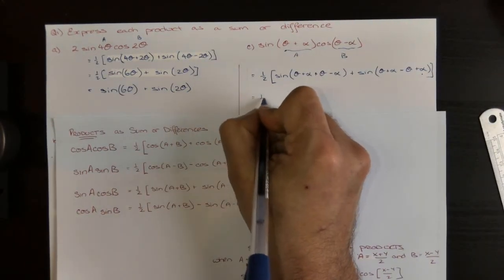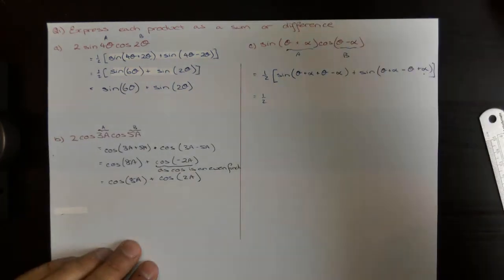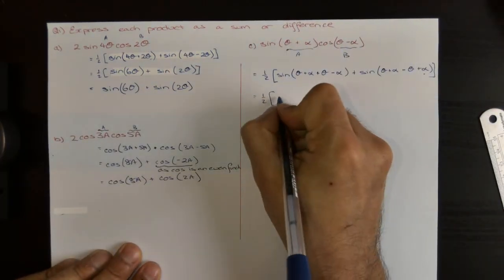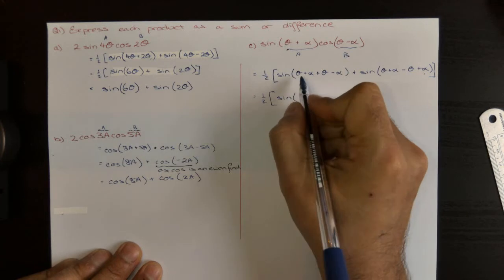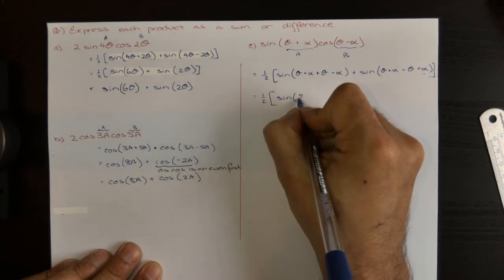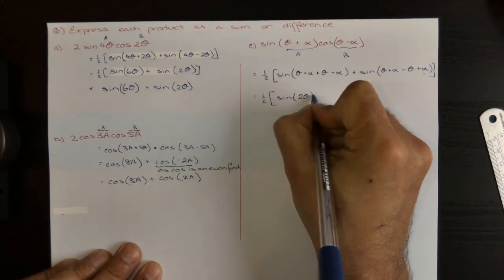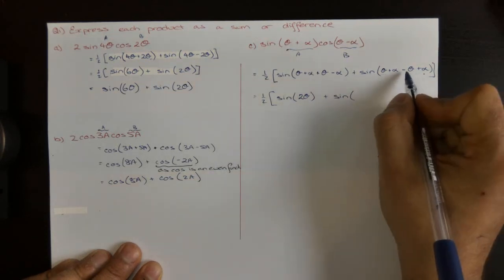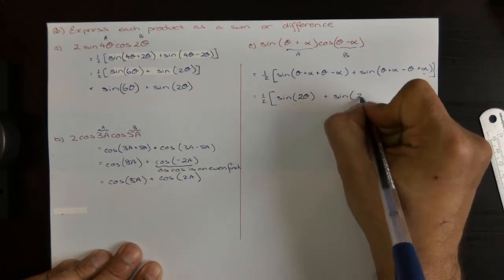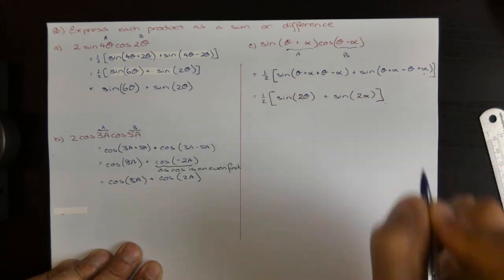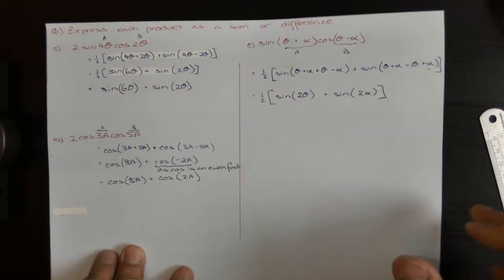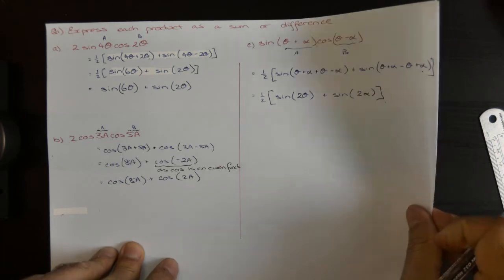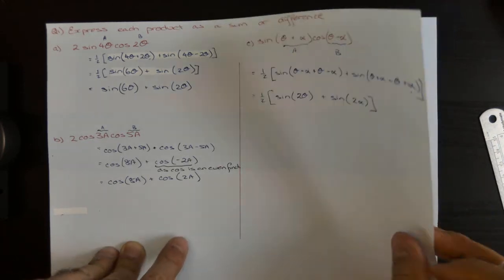Okay, so half. Collect like terms. Theta plus theta is 2 theta. The alphas cancel each other out. That theta's cancelled out. Okay, and that's our final answer. So a half of sine 2 theta plus sine 2 alpha.